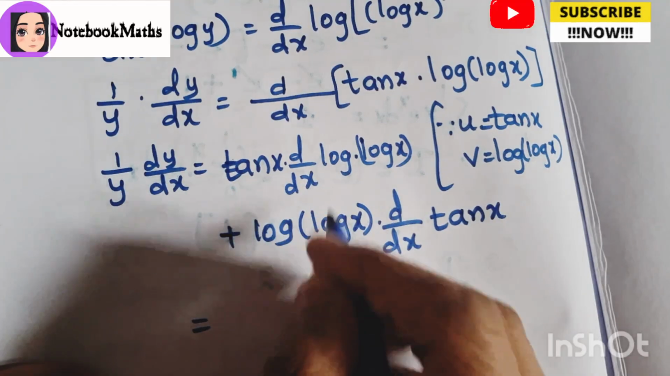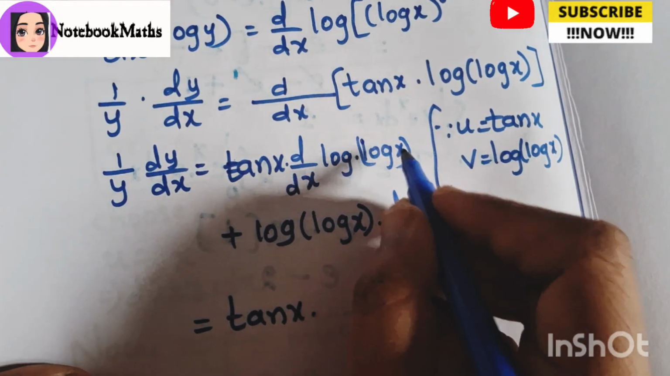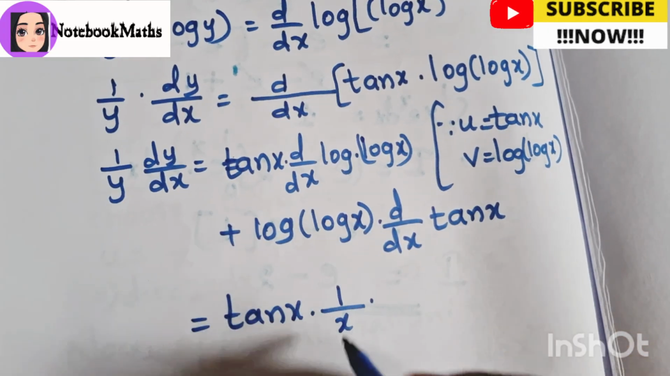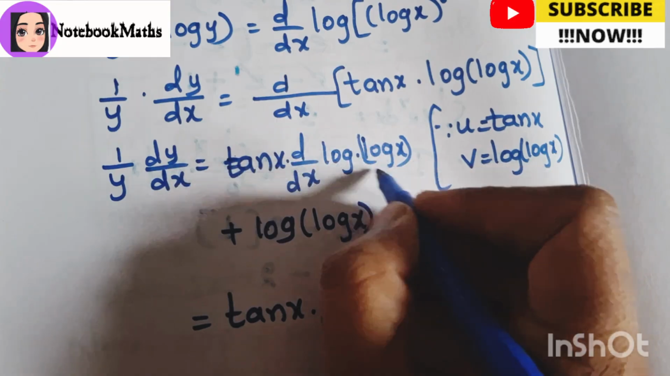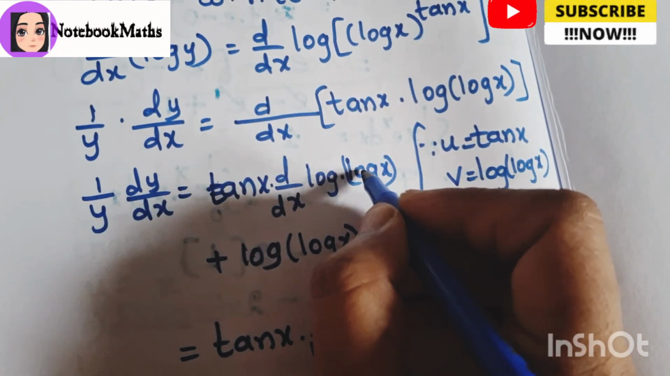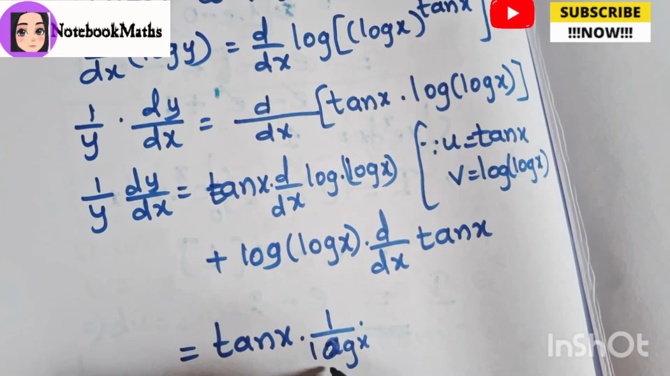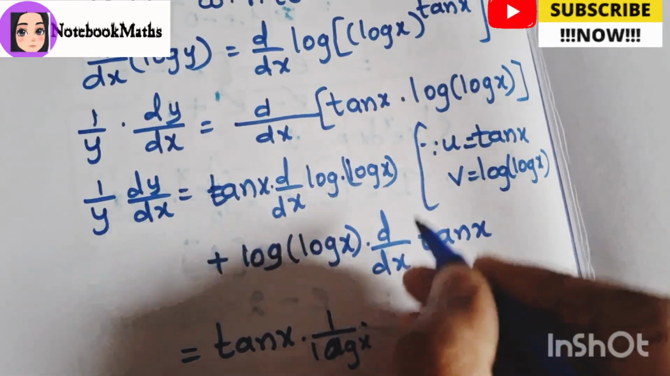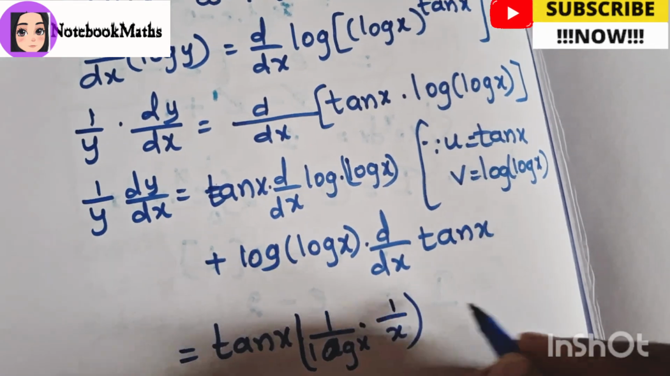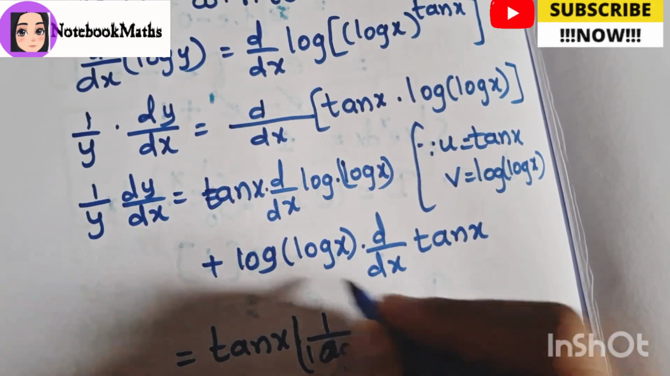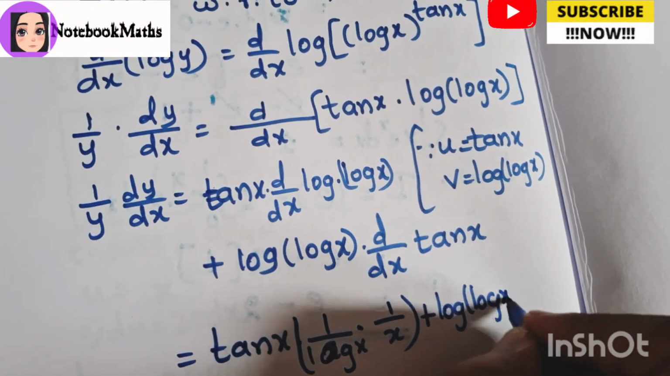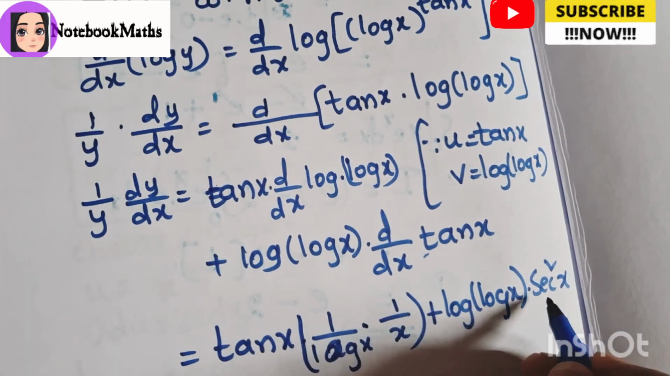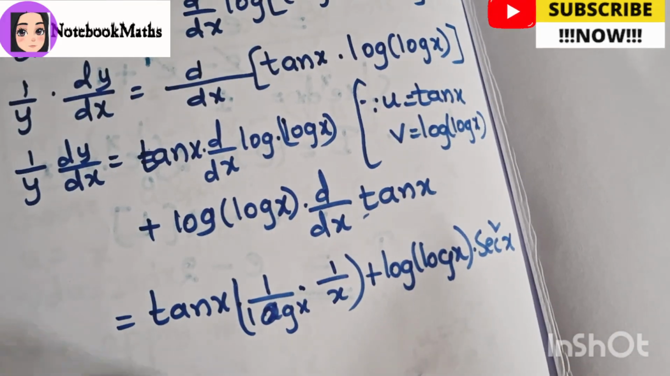Now what do we have to do? Tan x into the differentiation of log x. Suppose this term is x, then d by dx of log x means 1 by log x into the differentiation of log x, which is 1 by x. Simply we have to apply differentiation. And tan x differentiation is secant square x. So very easily we solve the differentiation.